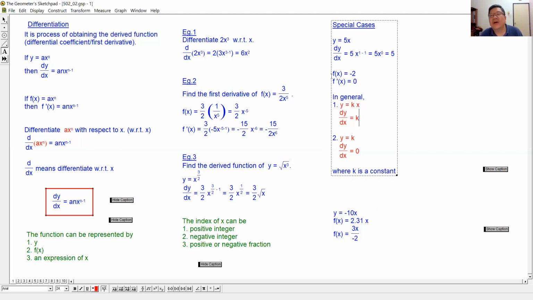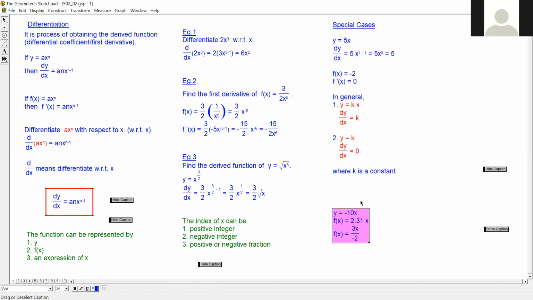Now the next one is if your function has no x, just a number only. When you differentiate a number, what do you get? 0. When there is x, the x will reduce by 1. When there's no x, you reduce some more, you will get 0. So if you differentiate a number, a constant, you will get 0. If y is a number, then you differentiate, dy dx will be 0. Is that okay?